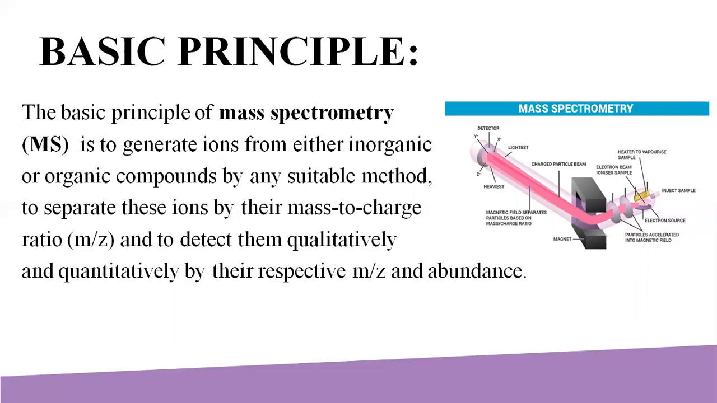From the law, we infer how much mass is relevant to inertia and acceleration of the body. This principle is applied to the aspect where ions with different mass to charge ratios are deflected by different angles in an electric and magnetic field. The basic principle of mass spectrometry is to generate ions from either inorganic or organic compounds by any suitable method, to separate these ions by their mass to charge ratio, and to detect them qualitatively and quantitatively by their respective mass to charge ratio and abundance.